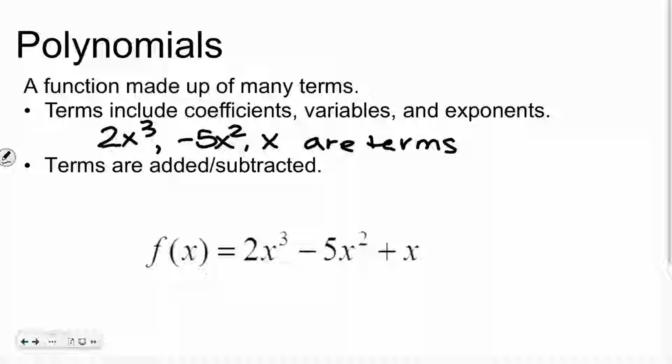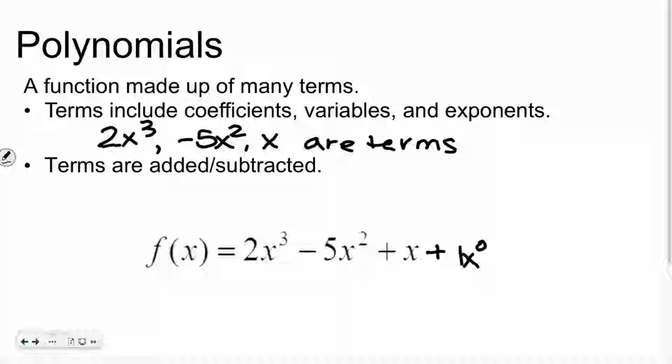They have variables, although not every term has to have a variable. I could add on the back here a plus 1, and then I have a constant term, which we're going to talk about on the next slide. But technically it does have a variable, it's just x raised to the 0, and anything raised to the 0 is equal to 1, so then the x goes away. And then they each have exponents as well, so cubed, squared, x to the first, x to the 0. Every term has an exponent.